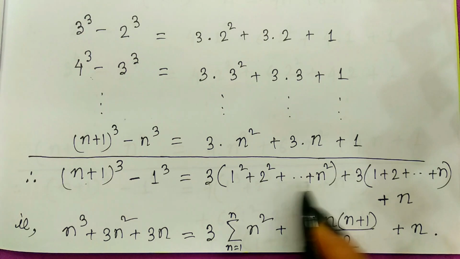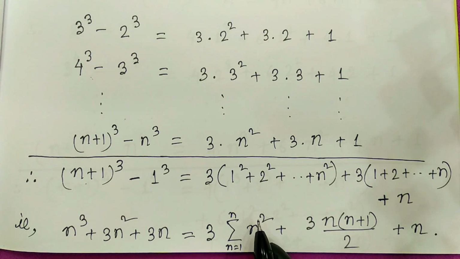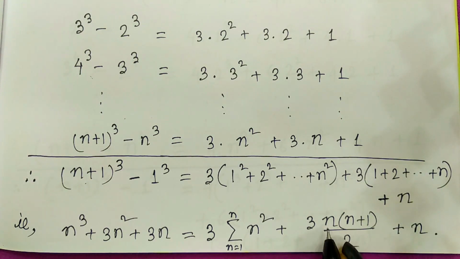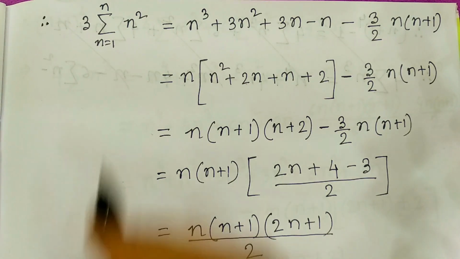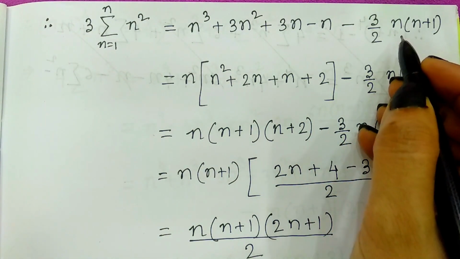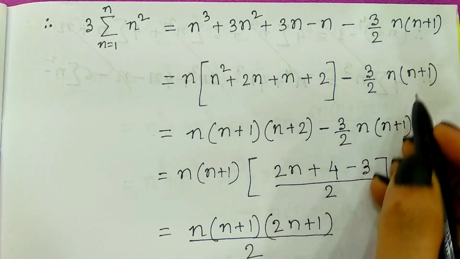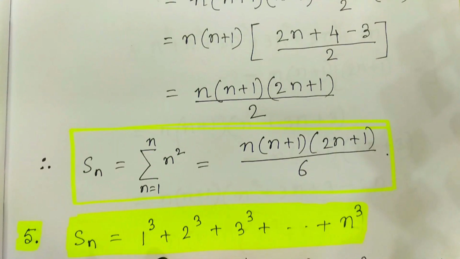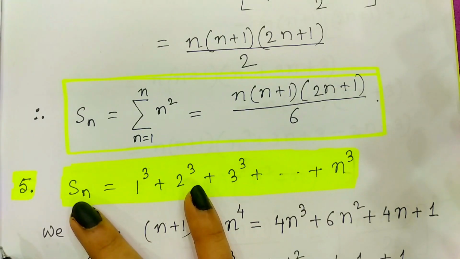And from here we can write this part as 3 into summation of n square. And for this part, we know the formula, so 3 into n into (n plus 1) by 2, plus n. Now we keep this on one side and all the other terms on the other side, and if we simplify, we find n cube plus 3n square plus 3n minus n minus 3 by 2 n into (n plus 1). So if we simplify, finally we find it is n into (n plus 1) into (2n plus 1) divided by 2.